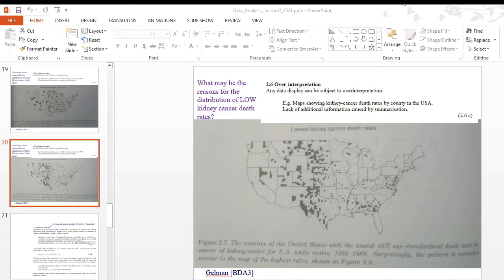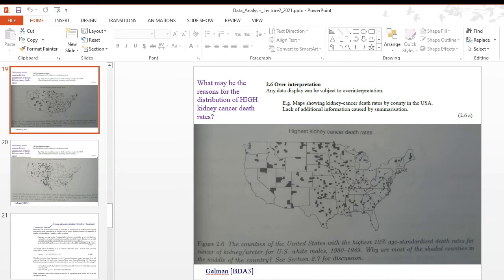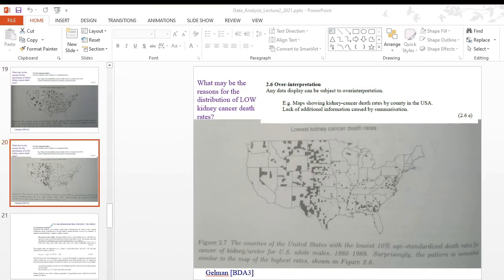Well, the better explanation is that both the low kidney cancer death rates in the West and the Midwest, and the high kidney cancer death rates which are in the West and Midwest, are in rural counties which are actually quite low population counties. You see, it doesn't happen among the higher population counties on the coasts. And what is probably the best explanation for this? Well, it's simply that kidney cancer is a quite rare disease.